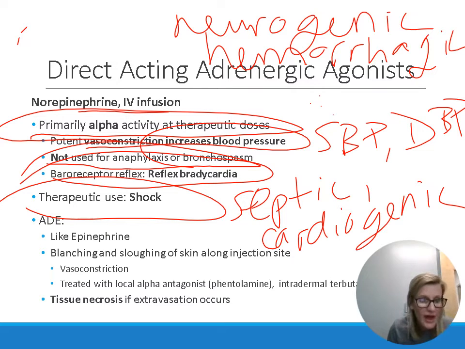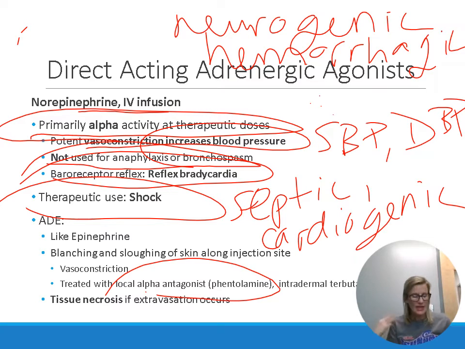We can treat that with local alpha antagonists. So like phentolamine, for example, is an alpha antagonist that we can inject locally right to that area, which blocks the response in that little area. Or intradermal terbutaline is another option. Tissue necrosis occurs if the drug extravasates. Extravasation is leakage of the drug out of the vein into the surrounding tissue.